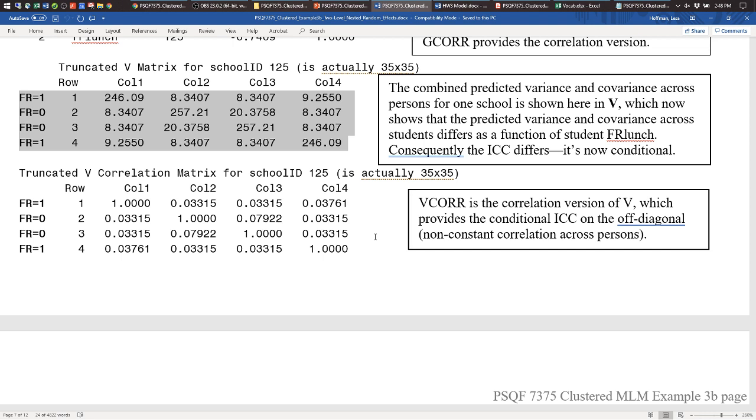So the total variation across students, when you put levels back together again, is 246 amongst the students who get free lunch, and it's 257 amongst the students who don't. So non-constant variance across students. It was constant when all we had was a random intercept. It becomes non-constant as a function of the random slope. Likewise, the covariance between students is non-constant. It depends on their value of the random slopes predictor.